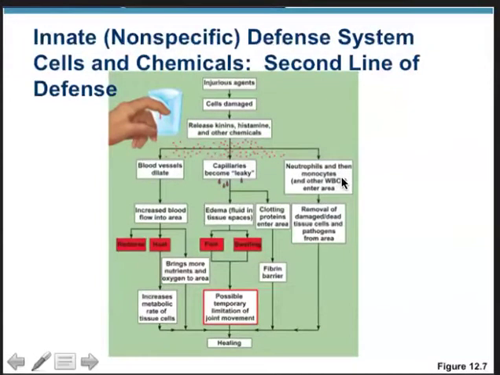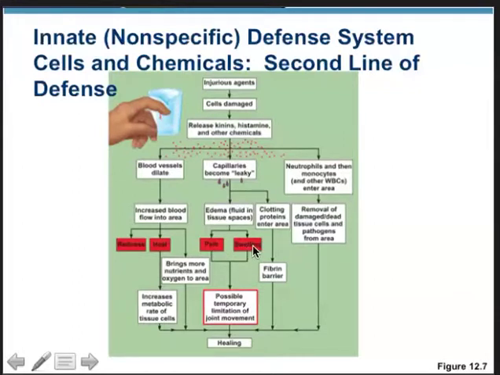Neutrophils and monocytes are attracted to these chemicals. They gain access by squeezing through these leaky capillaries and into the area of the injury. This leads to increased blood flow to the area, which causes redness and an increase in temperature. The edema that results from the fluid leaking into the area produces pain and swelling, and the swelling actually is what produces the pain.